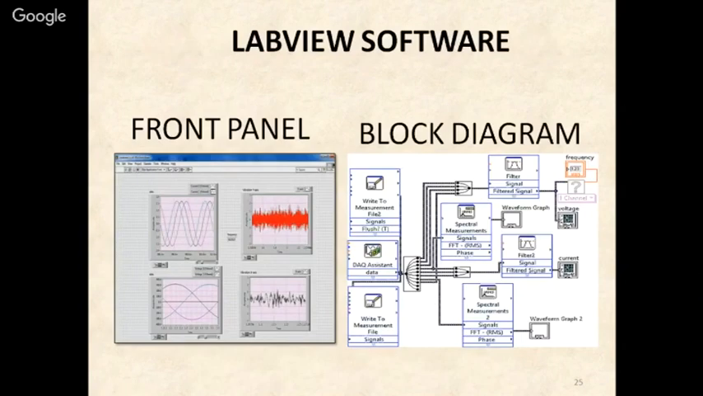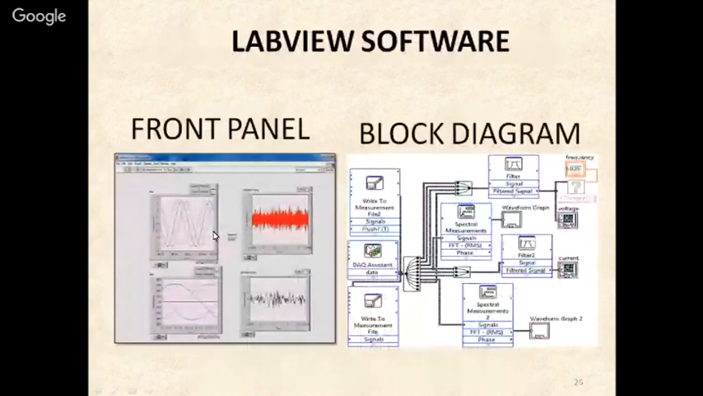In the software part, we have the front panel and block diagram. In LabVIEW, we code the program by using graphical coding. It is slightly different from conventional text-based programming. Here we just have to put some blocks and connect them using wires. And when we run this code, we will have some signals being acquired from the motor.